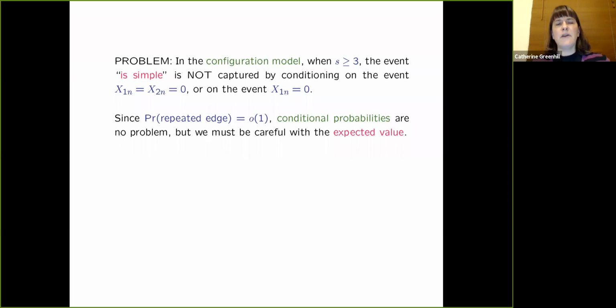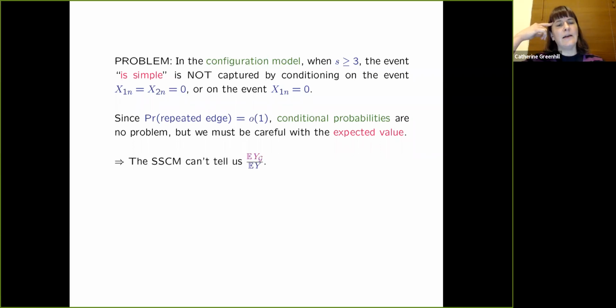But the probability of having a repeated edge is little o(1). So normally you don't see them. And so I think that's why it took me a while to realize that they were something you really had to be careful with. All of your conditional probabilities are going to be fine. You can condition on having no repeated edges and it doesn't really change anything as far as probabilities go. But you have to be careful with the expected value because convergence in distribution does not imply convergence in expectation. And I think I will never, ever, ever forget this again.